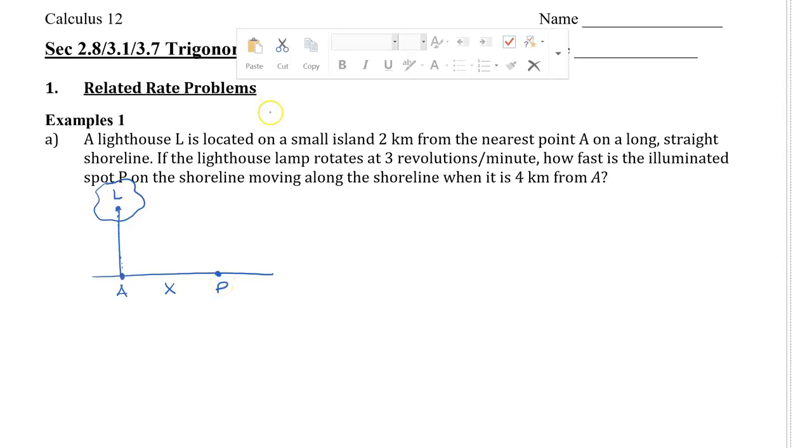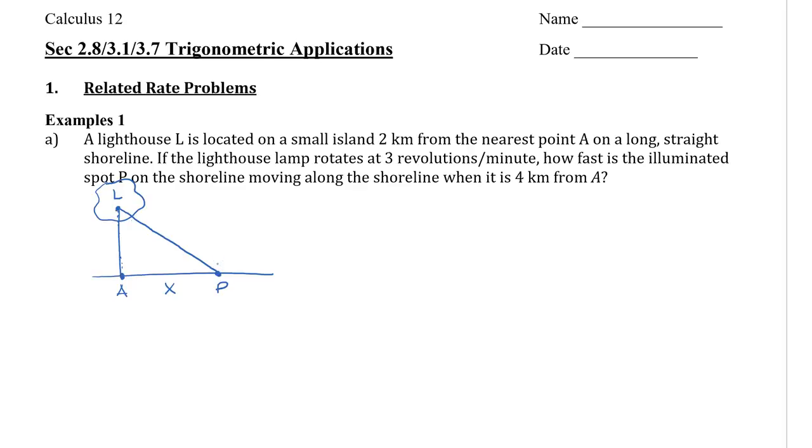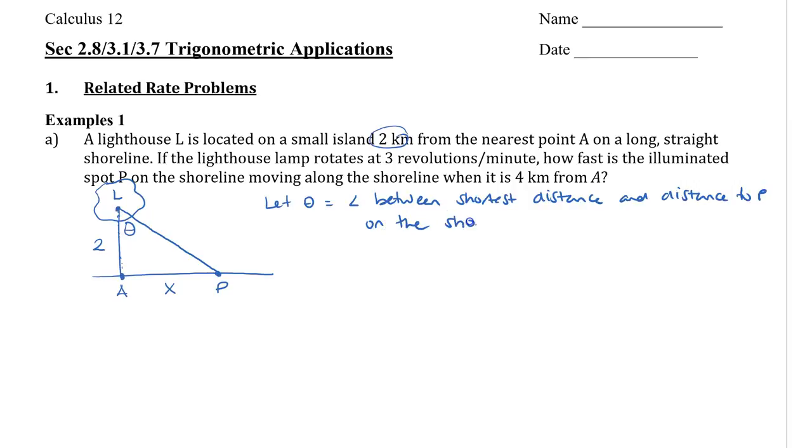All right, so we're going to connect this distance from L to P as well. Now the distance from L to A is fixed, so I'm going to call that 2 because it says 2 kilometers. And let's say that this is an angle of theta. So let theta equal the angle between the shortest distance and the distance to P on the shoreline. We also have X, and X is the distance from A to P, and that's moving.